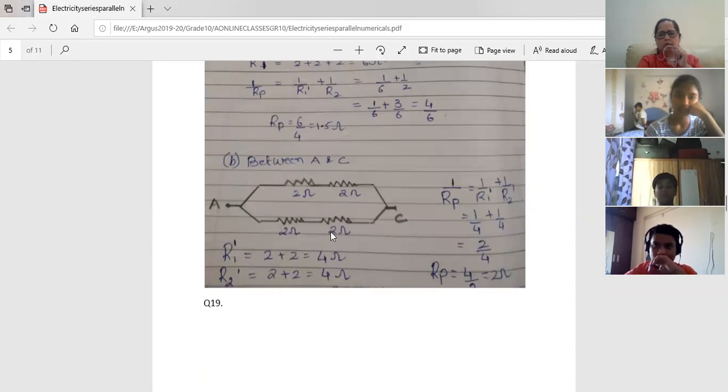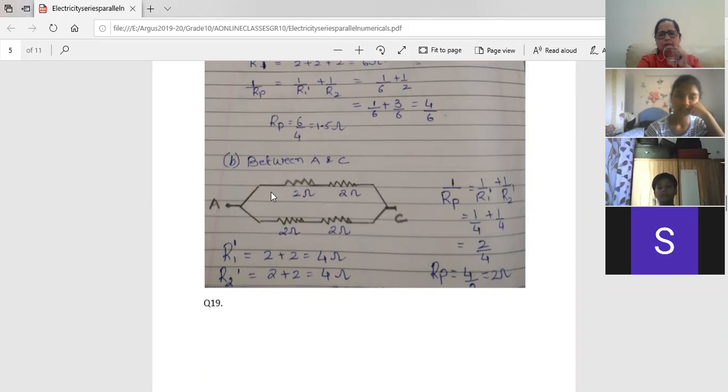So 2 ohms on top and 2 ohms down below. Now, what do I do here? Very simple. First, I find the resistance on the upper branch. So R1 dash, let us say this is the resistance of the upper branch. So 2 plus 2, so it becomes 4 ohms, this branch.